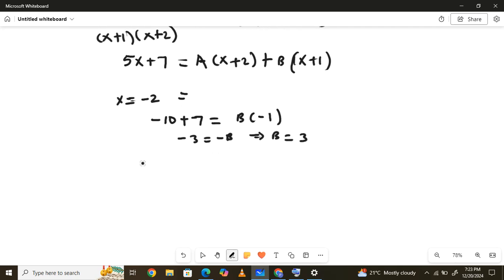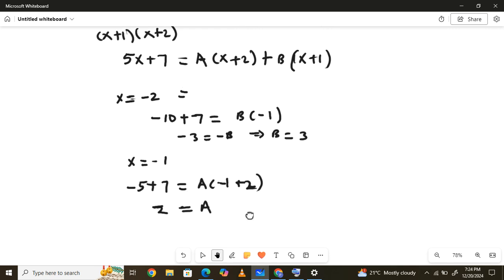And now we want to eliminate B, sorry. We will get x to be negative 1. That means we will have negative 5 plus 7 equals A into negative 1 plus 2. That gives us 2 equals A. So we can see our value of A is 2 and our value of B is 3.